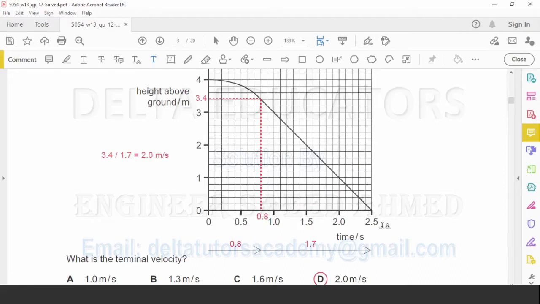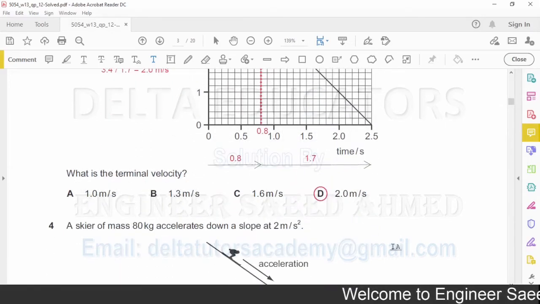End point is 2.5. Here time we have to consider starting from this point up to this point. So this time will be equal to 2.5 minus 0.8. It will be 1.7. So here value of y is equal to 3.4. Value of x is 1.7. Since gradient is equal to y over x, so gradient will be equal to 2. And this gradient represent velocity. So here the terminal velocity will be 2 meters per second. Now we check the options. 2 meters per second is given here in option D. So correct option is option D.